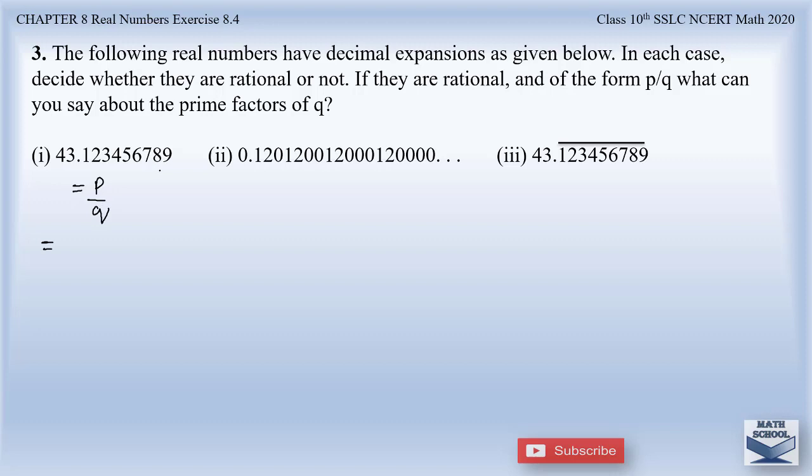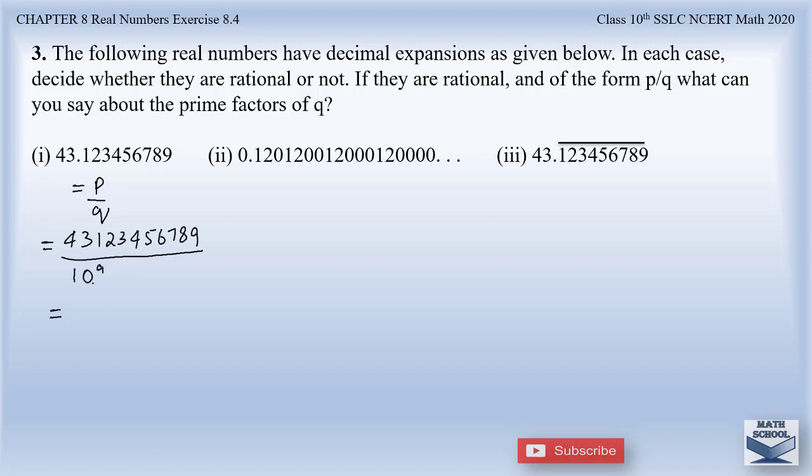So we will convert this decimal number into a fraction by adding zeros in the denominator equal to the number of digits after the decimal point. So how many numbers are there here? There are 9 numbers after the decimal point. So we are going to add 9 zeros in the denominator. The p by q form will be 43123456789 divided by 9 zeros, so it will be 10 power 9, right?